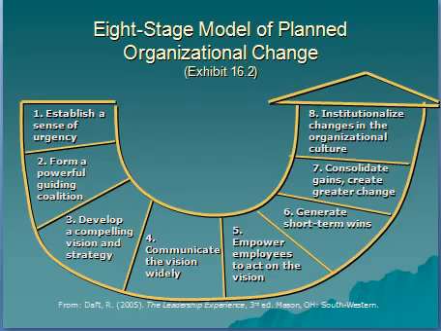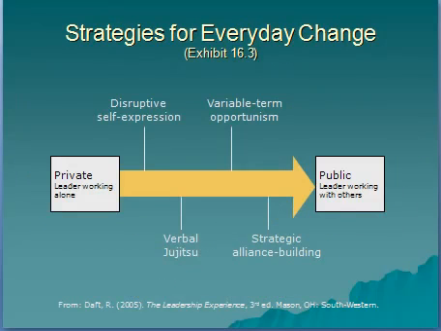This is a little graphic that explains strategies for everyday change. I kind of like it because it says, you know, you can change in private. You can change by yourself, just working alone. And then there's the public area of change where you have to work with others. Disruptive self-expression, verbal jujitsu, variable term opportunism, and strategic alliance building are all strategies to induce change.